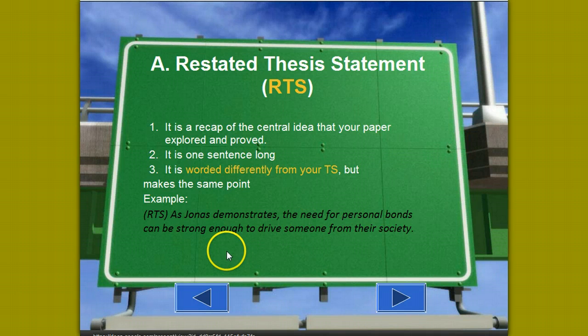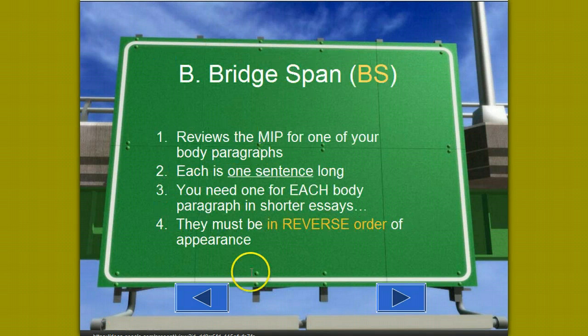All right, so here's a restated thesis statement. As Jonas demonstrates, the need for personal bonds can be strong enough to drive someone from their society. See, it's the same point that the original thesis made, but it's worded a bit differently. Now that you've given your thesis statement again, you're going to remind the reader about your strongest arguments.